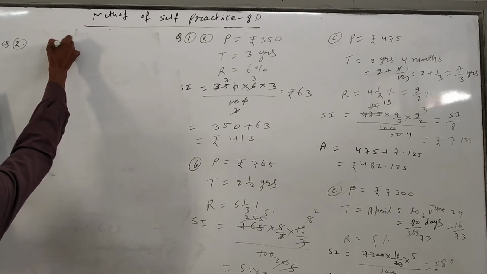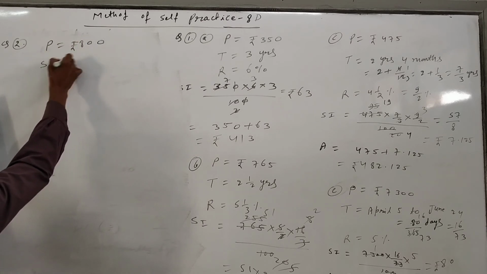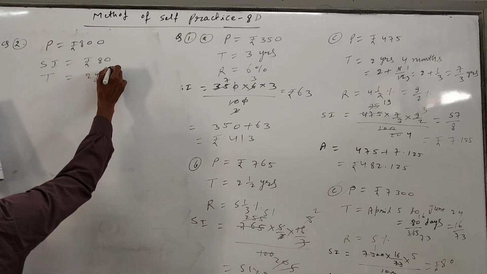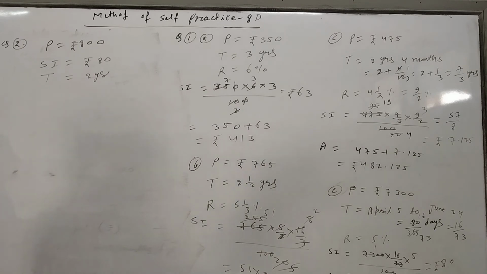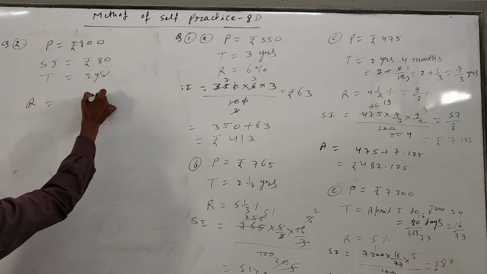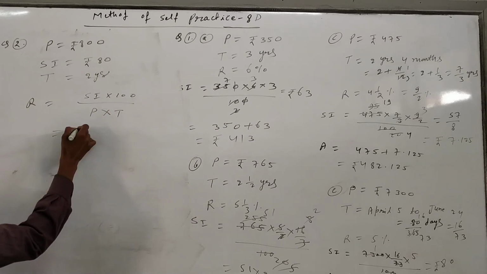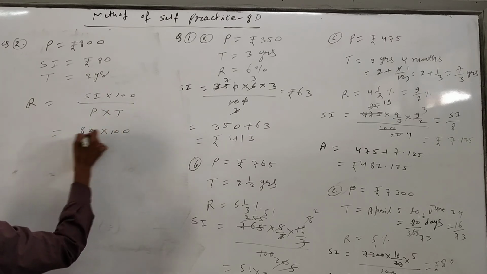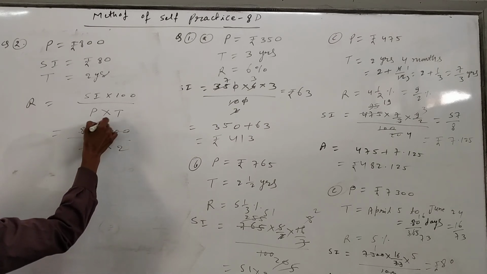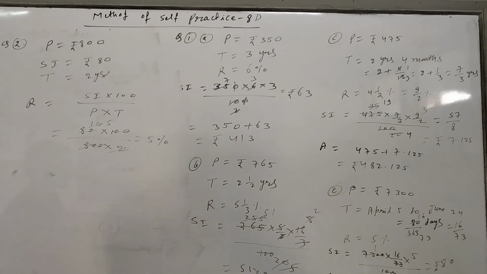Here principal is given 800 rupees and SI is given rupees 80. Time is given 2 years. We have to find rate percent. So first of all we have to apply the rate formula. So R is equal to SI into 100 upon P into T. Okay, so SI is 80 into 100 upon 800 into T, means 2. So 20 will cancel, it will be 10 and 2, 5, so 5% will come. Okay, so this is the final answer of question number 2.